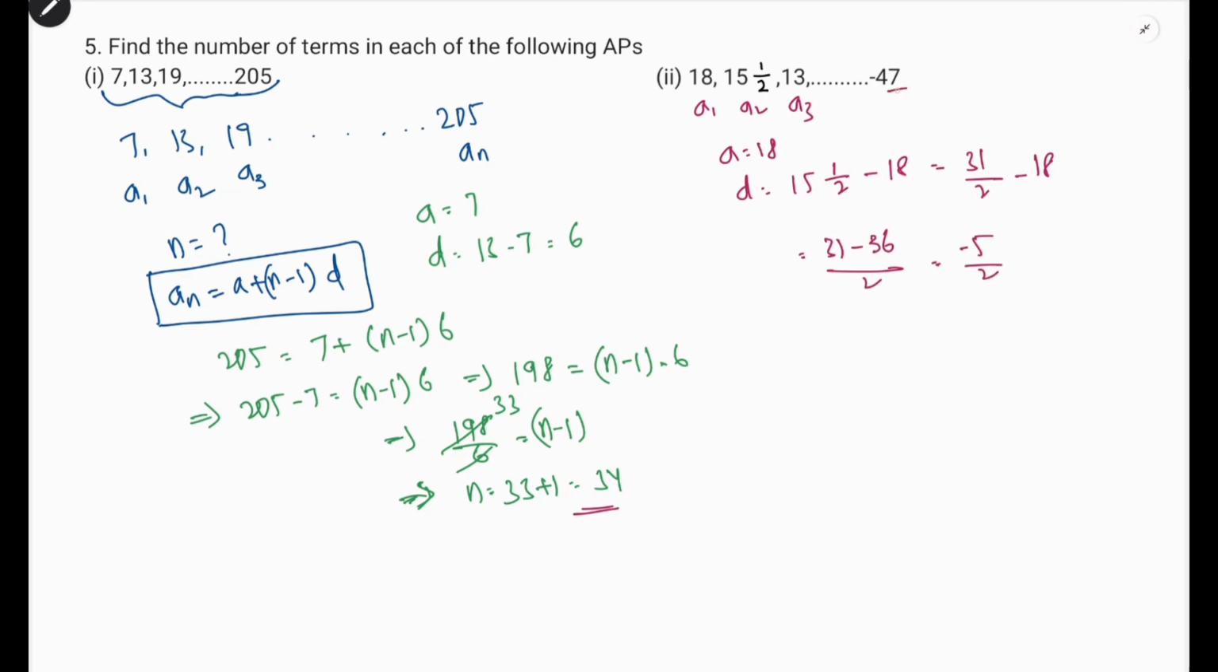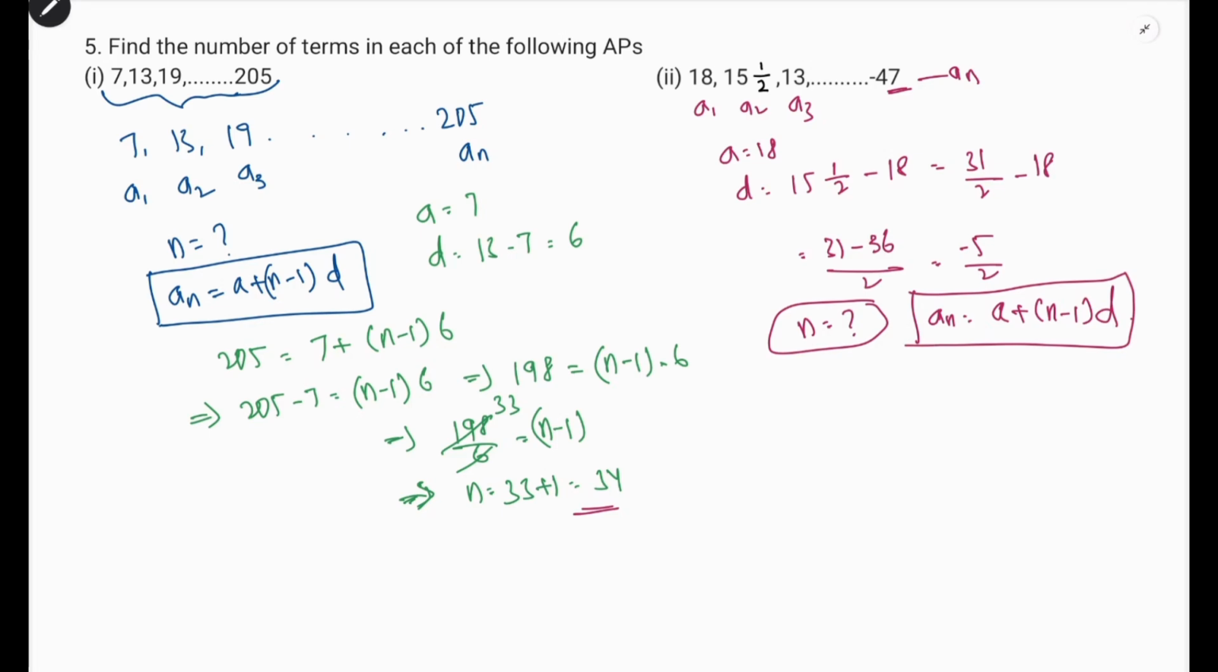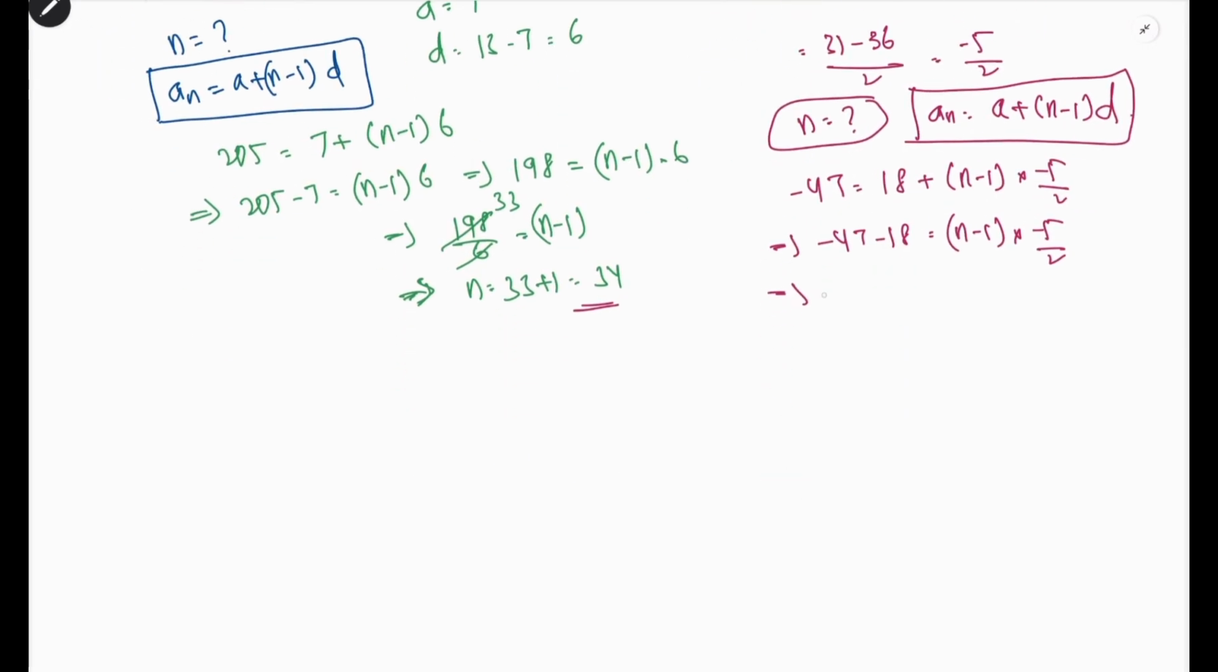The nth term is minus 47. An is minus 47. So we have to find the number of terms. We have to find the n value. We will use the formula an is equal to a plus n minus 1 into d. We will substitute the values. Minus 47 is equal to 18 plus n minus 1 into minus 5 by 2. Minus 47 minus 18 is equal to n minus 1 into minus 5 by 2. Minus 47 minus 18 is minus 65 is equal to n minus 1 into minus 5 by 2.